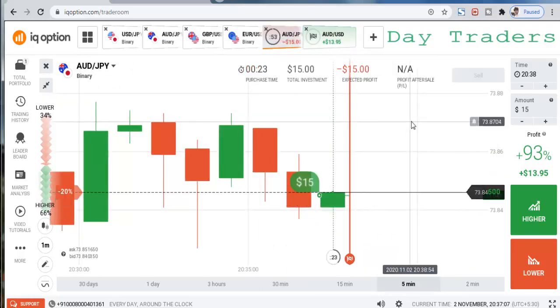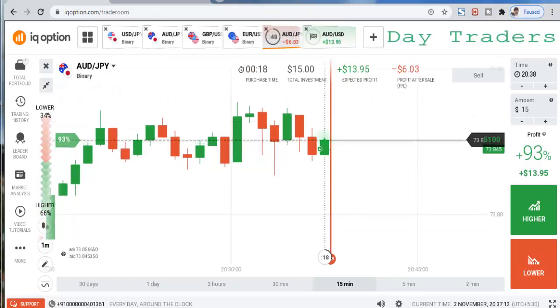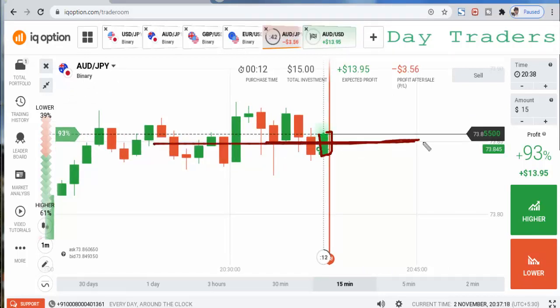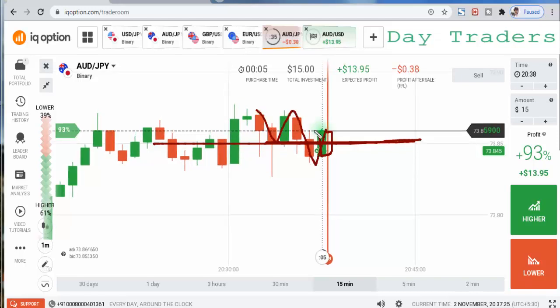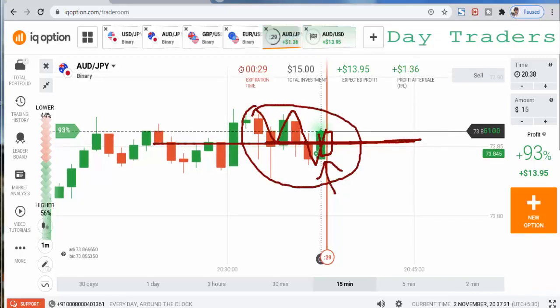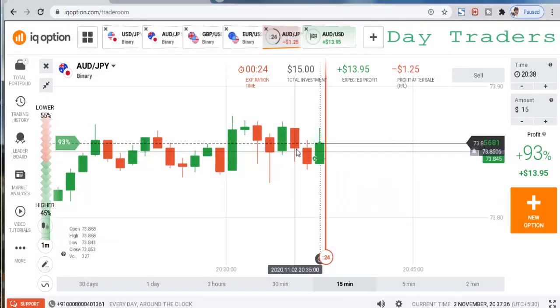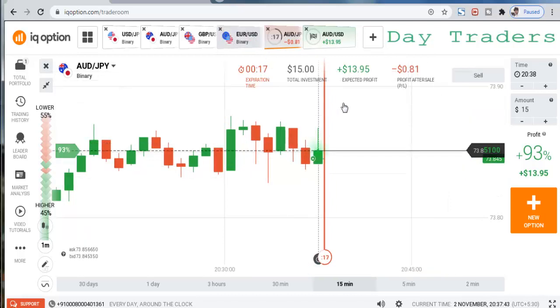Okay, I'll place a higher option. So I'm expecting a retracement candle at this point after this round number. I'm only seeing this type of candlestick psychology. So that's the reason I will place a higher option. Okay, let's see. Okay, let's check the next pair.